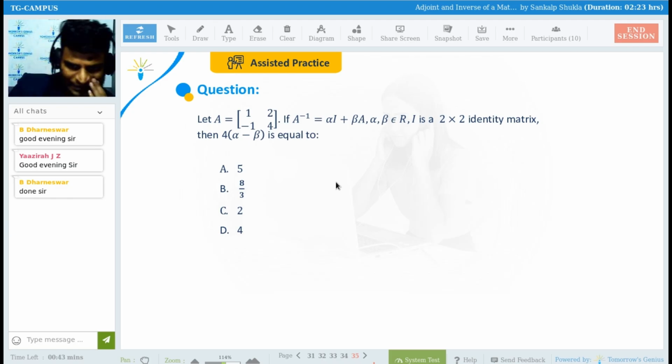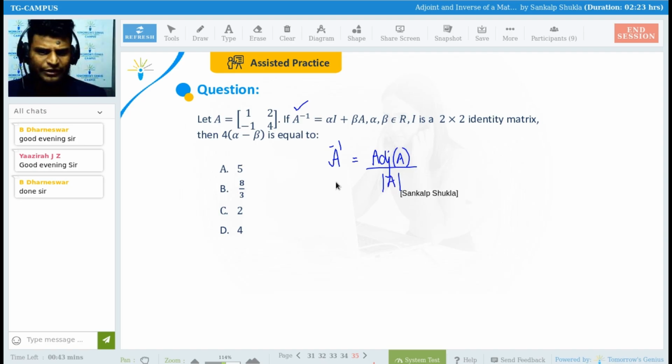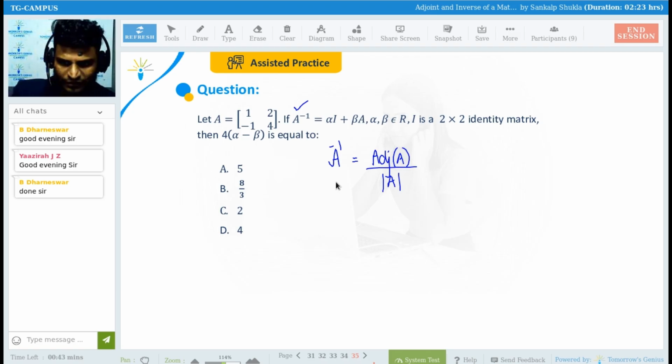See how we are going to do that. The questions from matrices and determinants are never going to be difficult. All you have to remember is you should be well versed with the concepts. The question clearly says that you have to find A inverse, so I'll be finding A inverse first of all. A inverse will be adjoint of A over determinant A. What is determinant A first of all? It is 4 minus minus 2, that is 4 plus 2, that is 6.